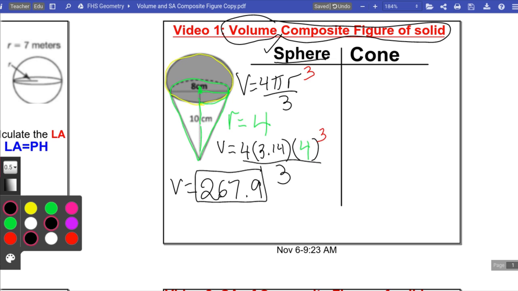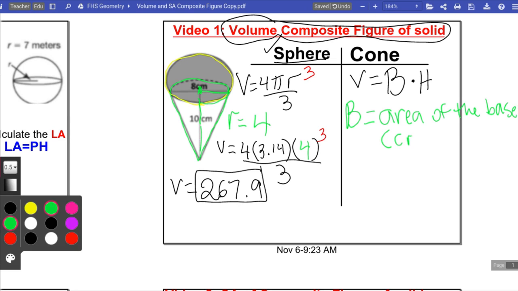Let's go look at the cone. The formula for the cone is as follows. V equals big B times big H. So what did big B stand for? Big B stands for area, but this time, the area of the base, and this time your base shape is a circle. So area of a circle. The area of a circle is defined by pi times radius squared.